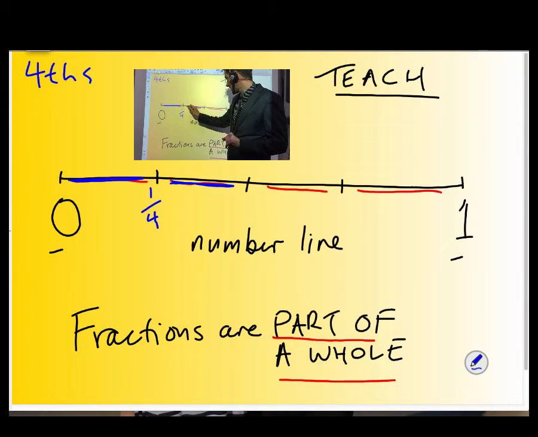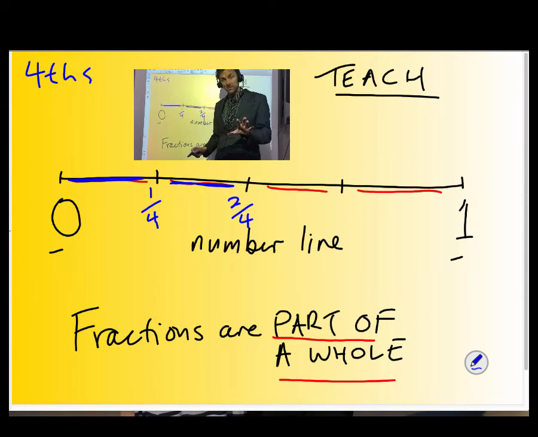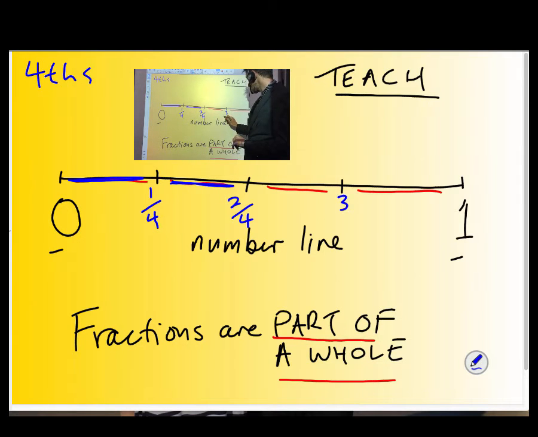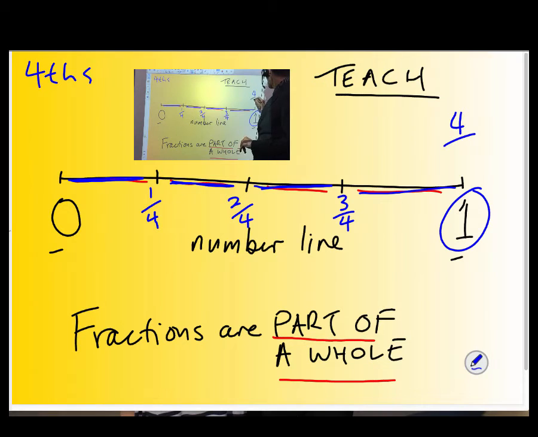And up to here, we can say it equals 2/4. And all of this combined equals 2/4. And we can say up to here equals 3/4. And all of this, all the way up to here, equals 3/4. And then, up to here, well, that's actually a whole. And you can call it 1, which is what it's called. Or if you're very clever, you can understand that 1 is the same as 4/4.